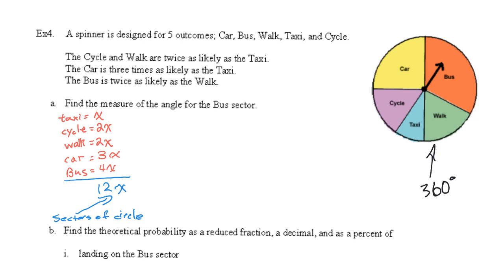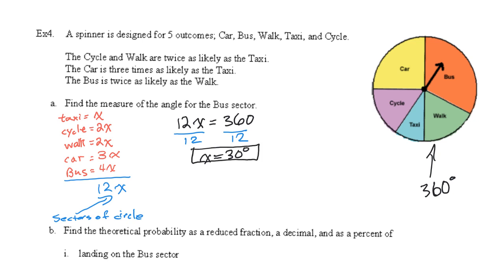The first thing that we have to do is realize that 12x is going to equal 360, because we want to say that the taxi is the smallest, but still all of the different wedges totaled is equal to 360. So now we're going to divide both sides by 12, and you're going to end up with x is equal to 30 degrees. So each wedge is 30 degrees.